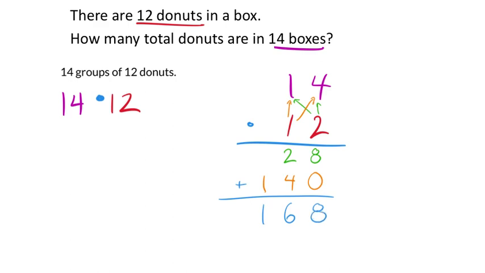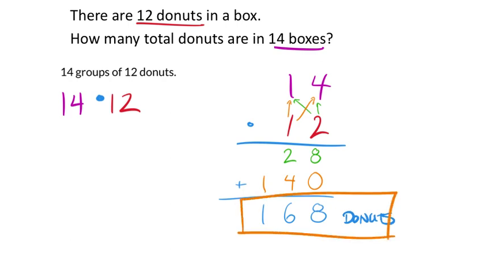168. So again, just a little bit of math there. 8 plus 0 is 8. 2 plus 4 is 6. 1 is just 1. So 168. I need to label that, though, because it is in donuts. Bam. That's it. Now, I use multiplication, which I consider a shortcut right here, or here.